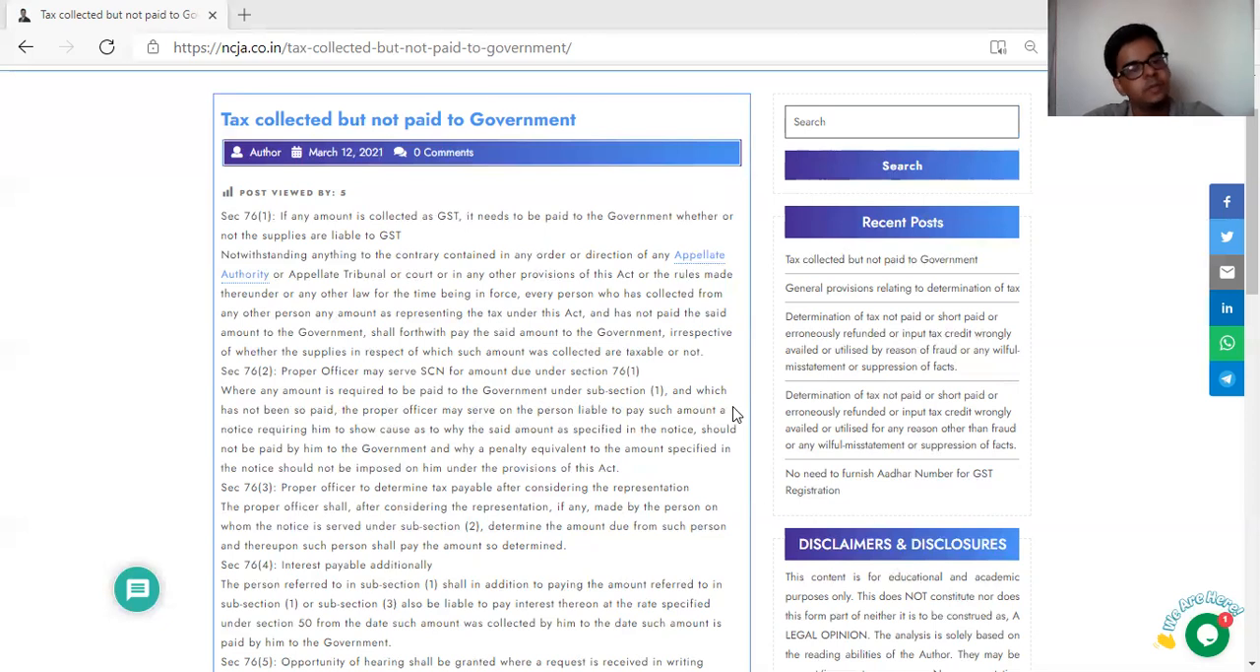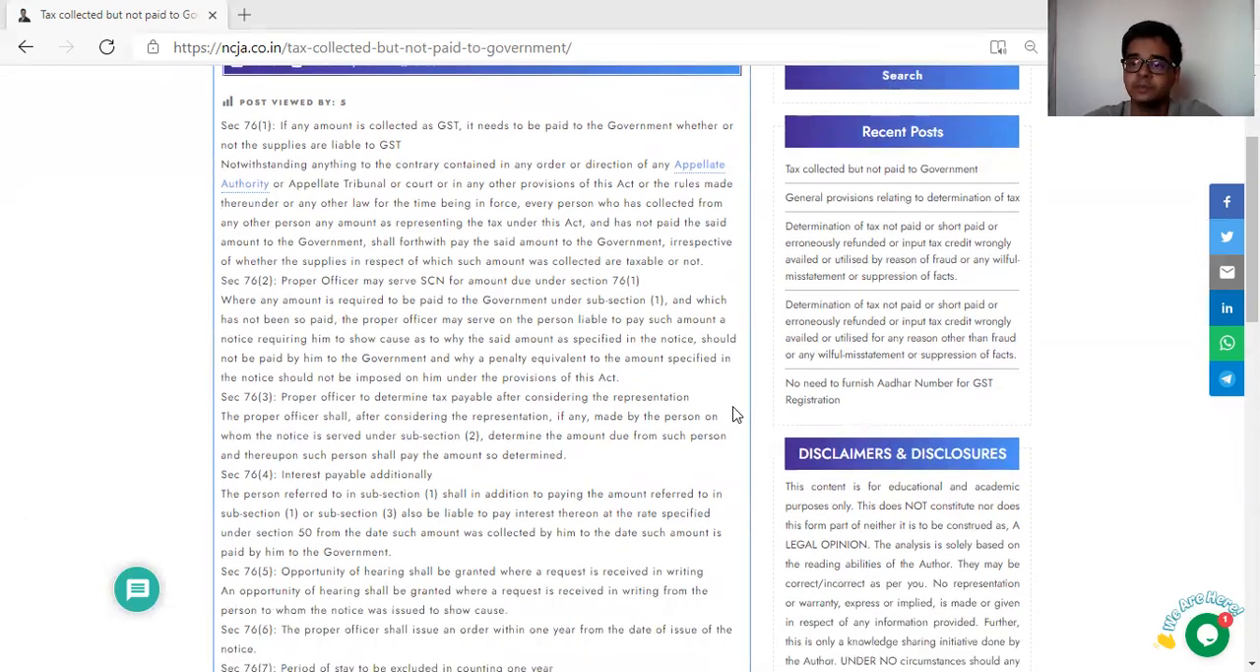76 subsection 3 tells me that the proper officer, after considering the representation. So for example, I have received a show cause notice that this is the amount which is leviable or payable by me. Now I have two options, whether I agree to it and pay it, or I give a representation, or I contest the amount so due. So if I give a representation, the proper officer shall consider it and then determine the amount so payable.